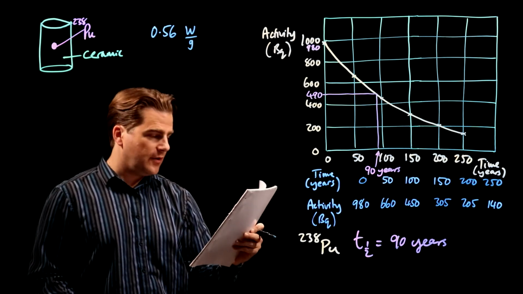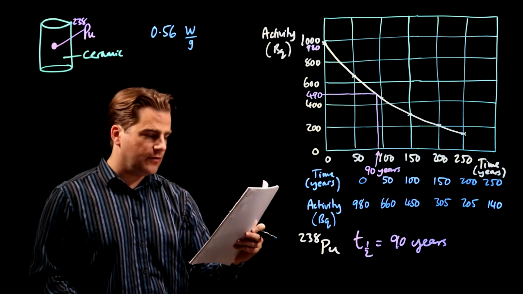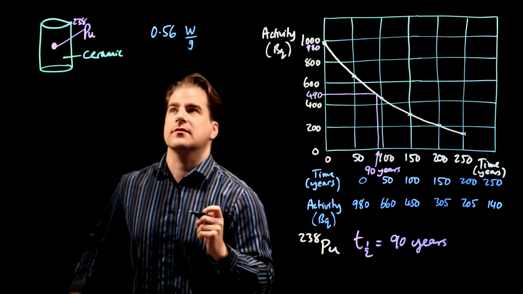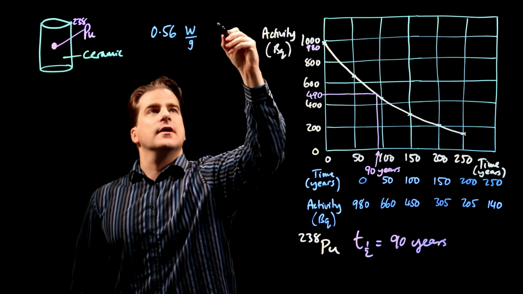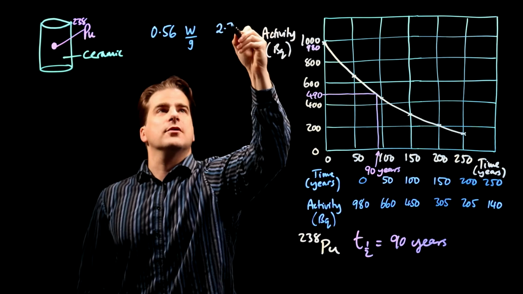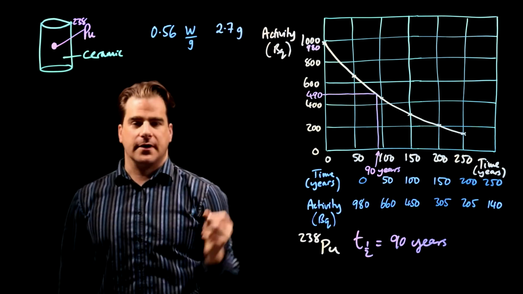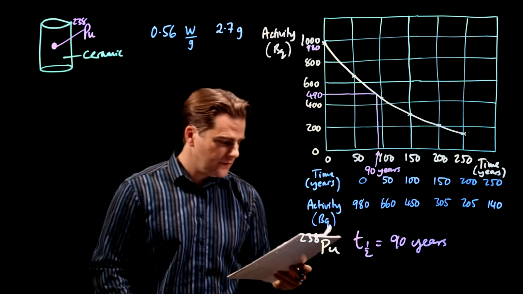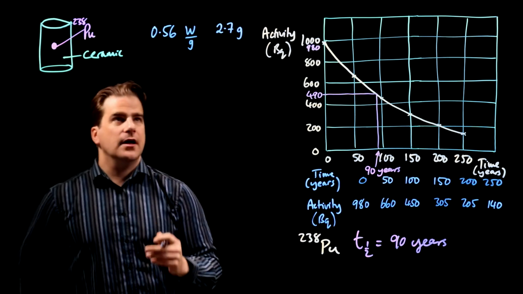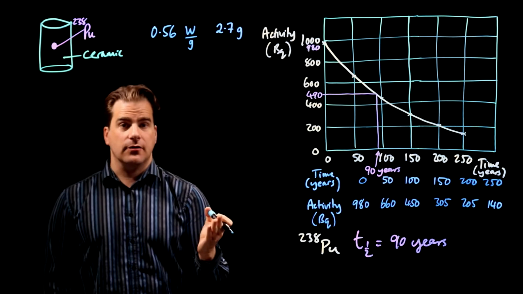Calculate the rate of thermal energy output from a pellet of plutonium-238 with a mass of 2.7 grams. Okay, so we have that the pellet is 2.7 grams. If you're not sure what to do here, look at the units.